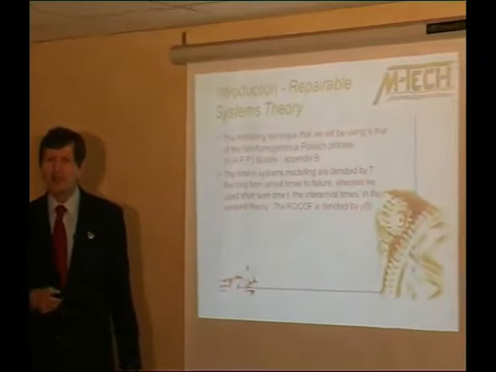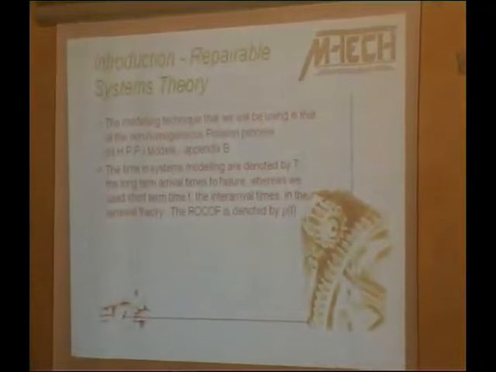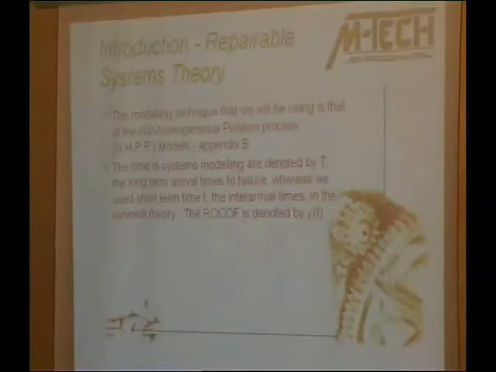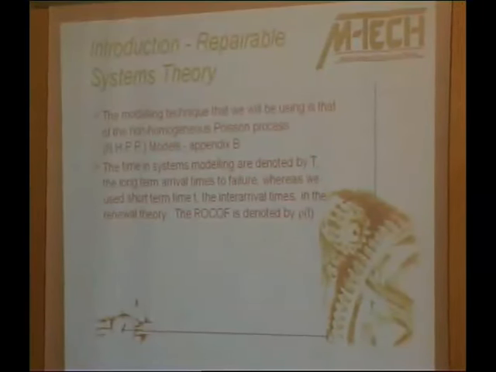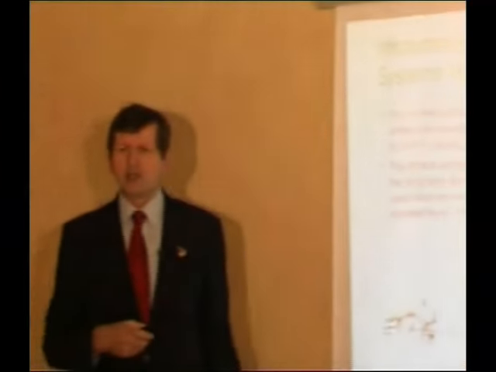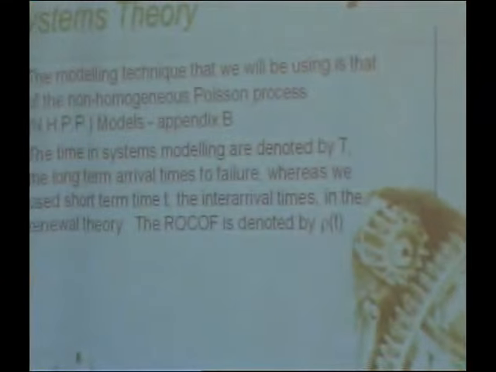The modeling technique that we will be using is that of the NHPP models, the non-homogeneous Poisson process models, which are described in Appendix B of the textbook. The time in the systems modeling is denoted by a capital T, the long-term arrival times to failure, whereas we use the short-term inter-arrival times to failure, which is a small t in the renewal theory. The rho function is denoted by rho(t), where that t should really be a capital T, of course.